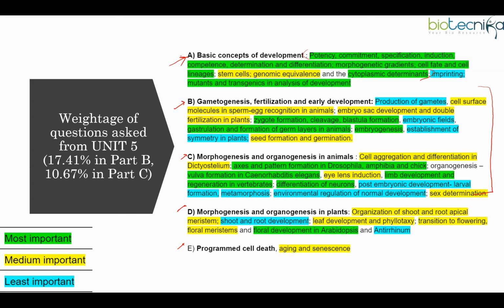Some might think that these concepts are needed only to understand the later topics, but no, this is a very major subunit from which questions will come directly. Terms and terminologies like potency, commitment, specification, induction, competence, determination, differentiation, morphogenetic gradients, fate map, cell fate, cell lineage. There are direct questions from these terms and terminologies many a times which have come repeatedly in the CSIR exam.